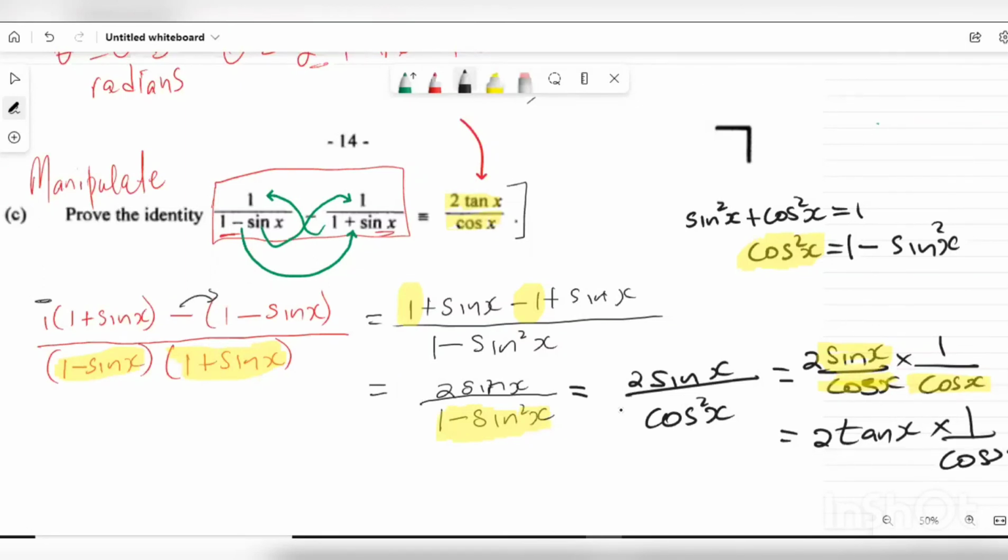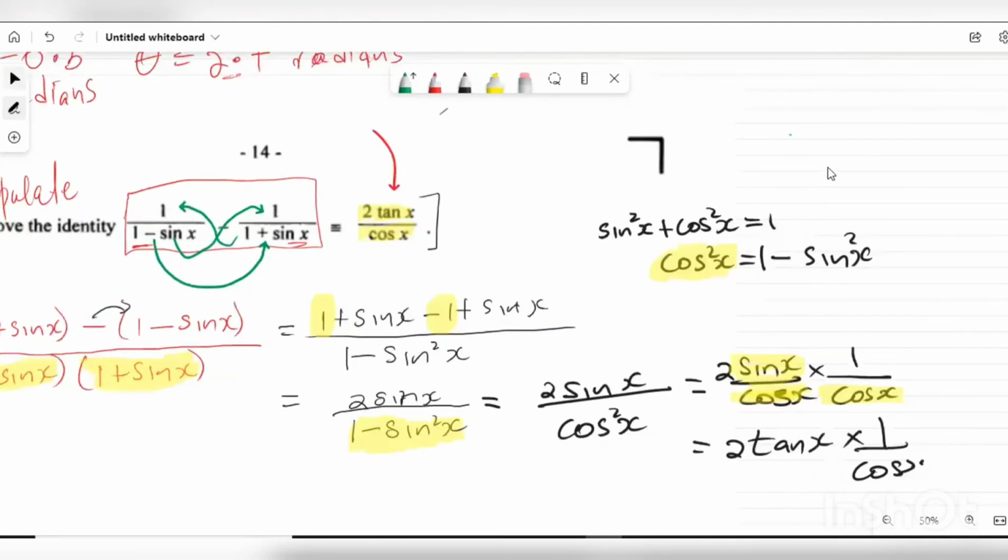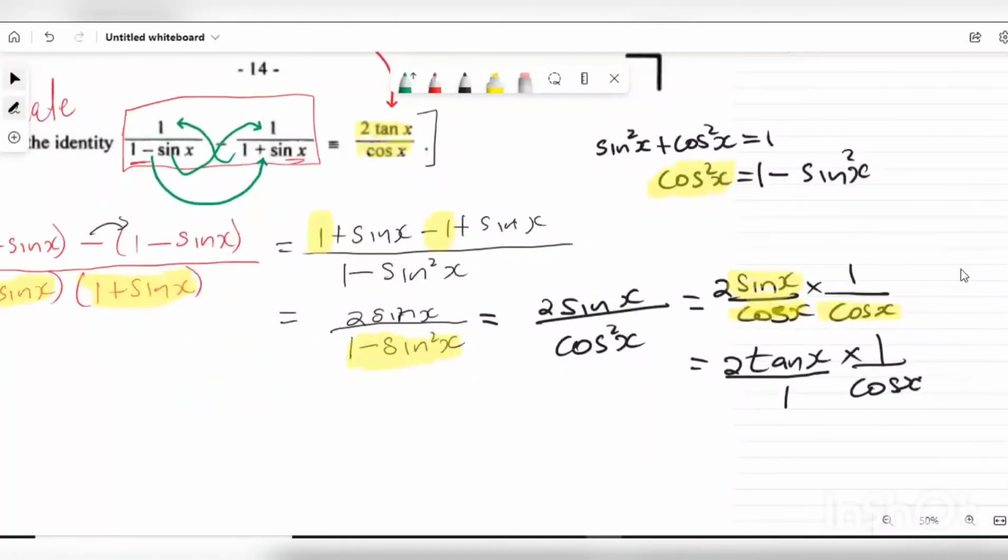Can you see that now? Yes, sir. So we're seeing that right there. And then now you could see that this is over 1, right? So then it's done, because now we have just proven that 2 tan x over cos x, which is this.